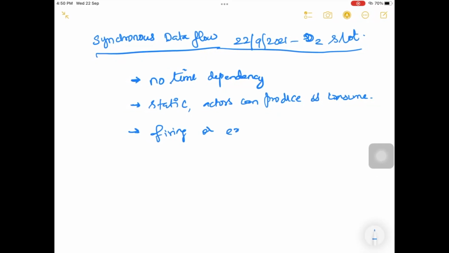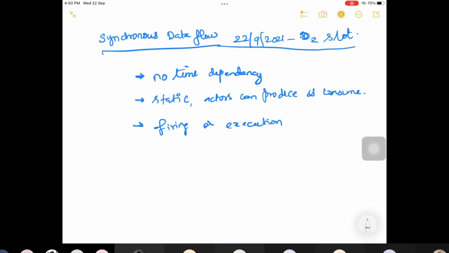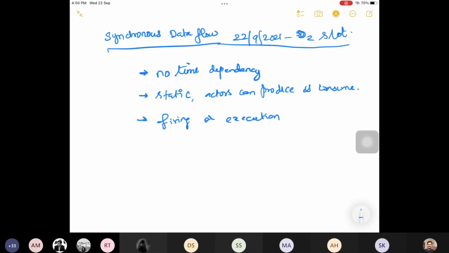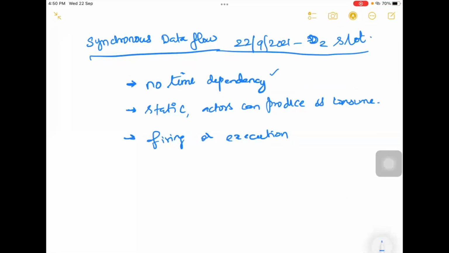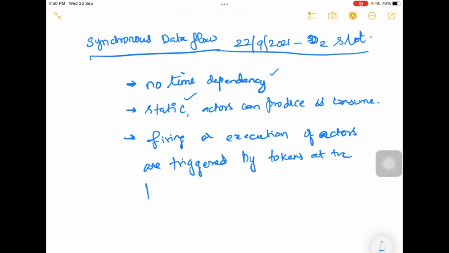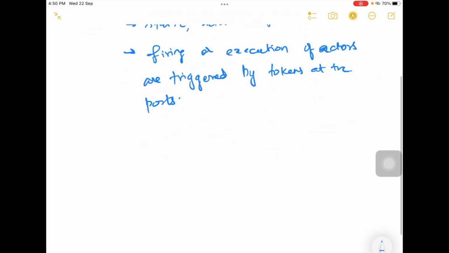Today we are going to see synchronous data flow modeling in Ptolemy II. It is one kind of modeling tool in cyber physical system. There are no time dependencies, so it is static. That means actors can produce as well as consume. Firing or execution of actors are triggered by tokens at the ports. That is synchronous data flow, which we already discussed in the last session.